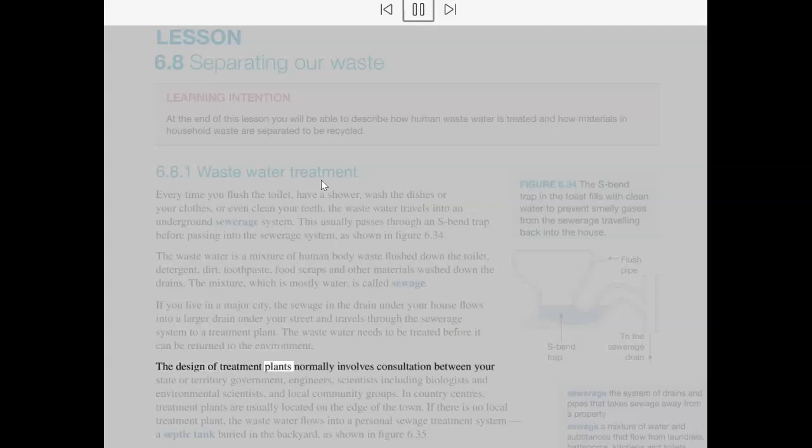The design of treatment plants normally involves consultation between your state or territory government, engineers, scientists including biologists and environmental scientists, and local community groups. In country centers, treatment plants are usually located on the edge of the town. If there is no local treatment plant, the wastewater flows into a personal sewage treatment system, a septic tank buried in the backyard, as shown in figure 6.35.